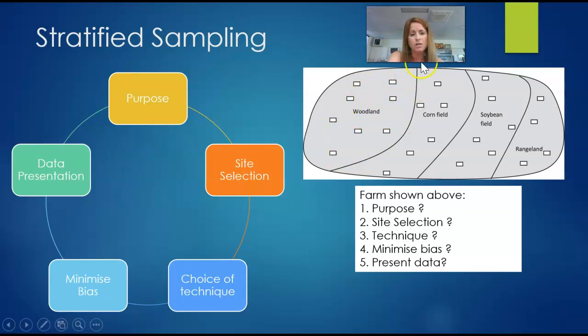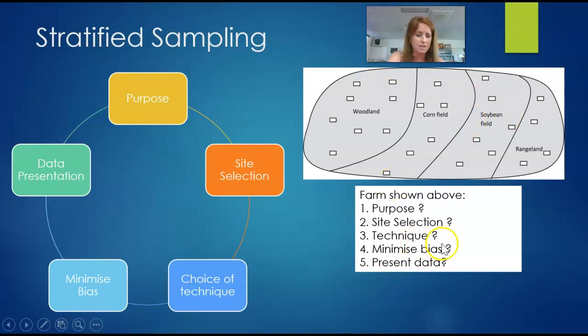So if I said the woodland was this much, but then in the end, the woodland was actually about half of that, now I've sampled too much in the woodland area. So it's important, if you're using stratified sampling, to really understand the difference in strata. And if you don't know the difference in strata, then stratified sampling would not be appropriate.